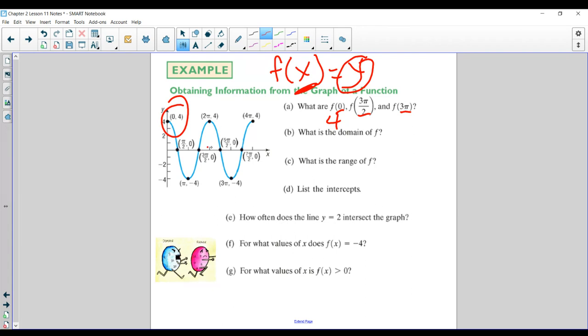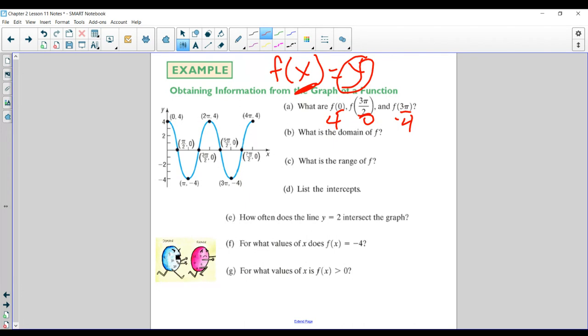For an x coordinate of 3 pi over 2, that would be 0. And for 3 pi, that would be negative 4. Because the numbers are inside the parentheses, you are given the x coordinate when you're doing those.